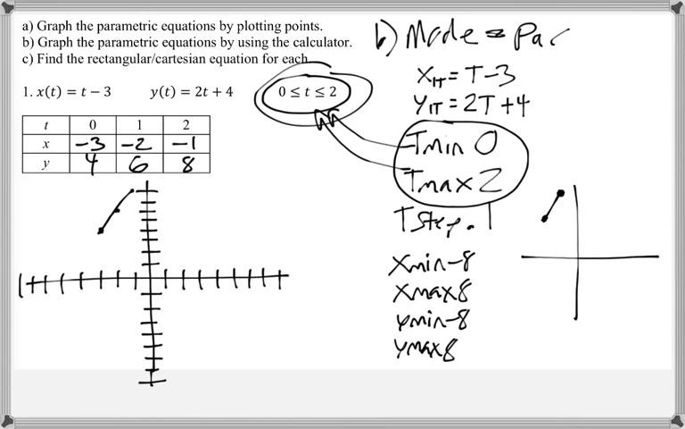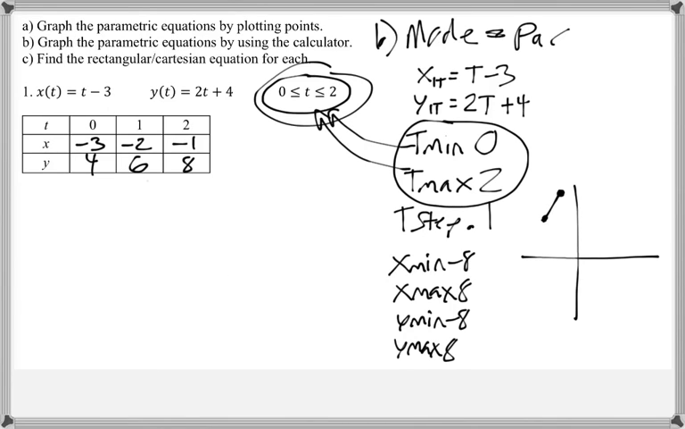Okay, and then for part C, they want us to find the rectangular Cartesian equation for each. So I'm running out of room. I'm going to erase my nice graph here. So C, this technique for converting it to an equivalent rectangular form is very much like solving systems of equations by the substitution method. So I have x is equal to t minus 3 from here, and I want to isolate for t and plug it into the other one.